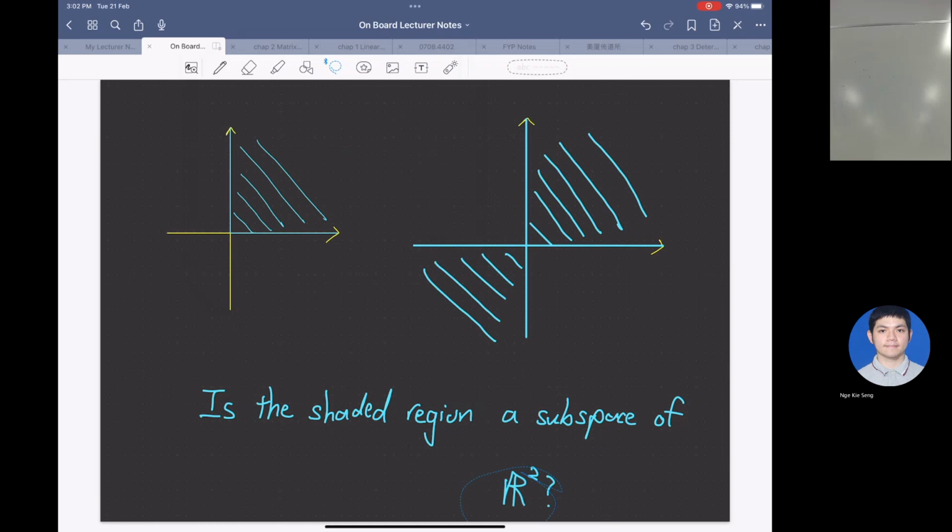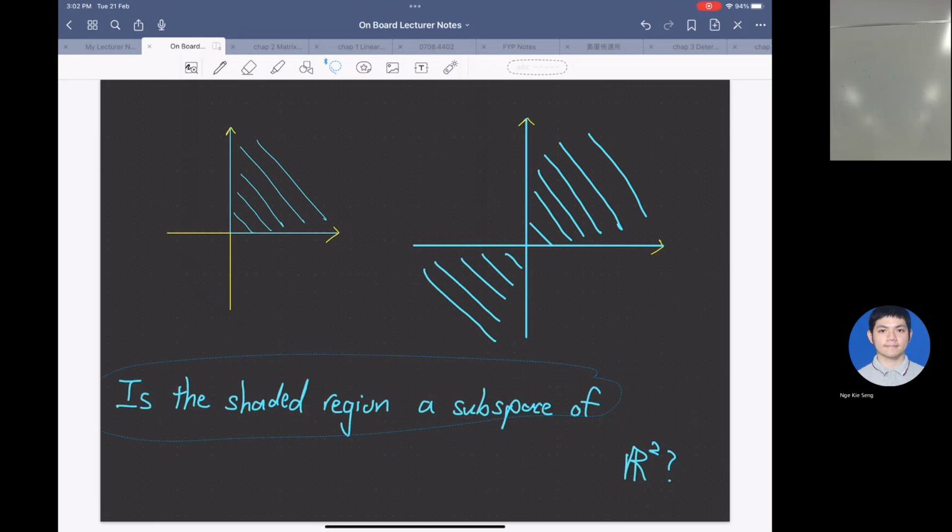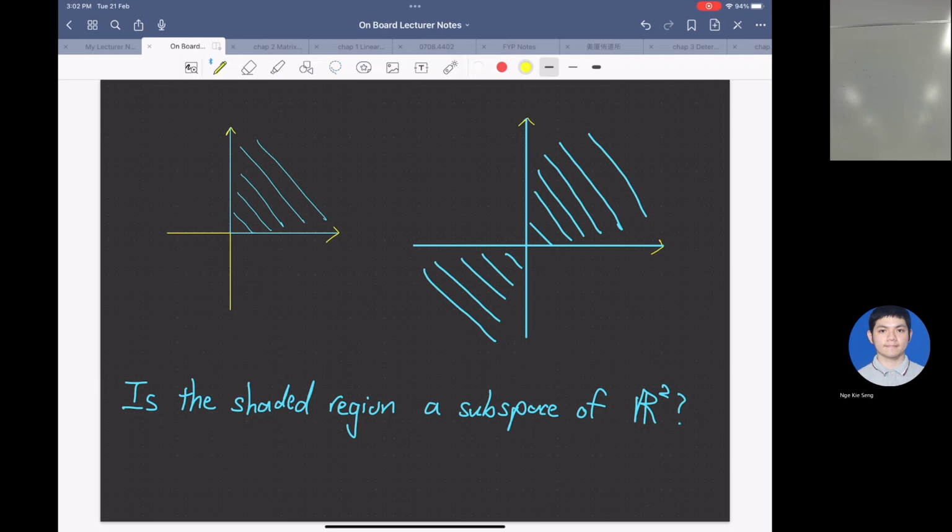So let me move this. Recall the definition of a subspace. What conditions do you need to satisfy? Anyone can recall? Let me name it H. First of all, the 0 vector is in H.